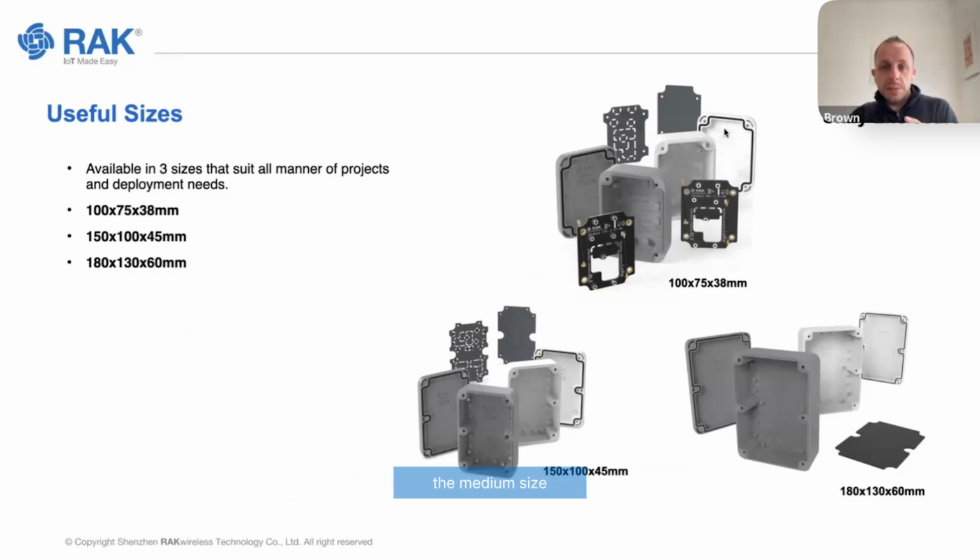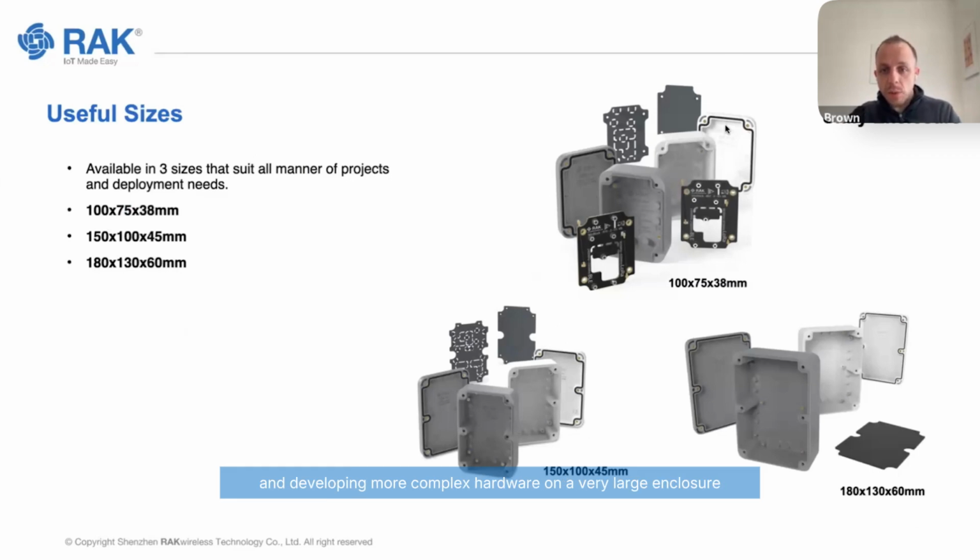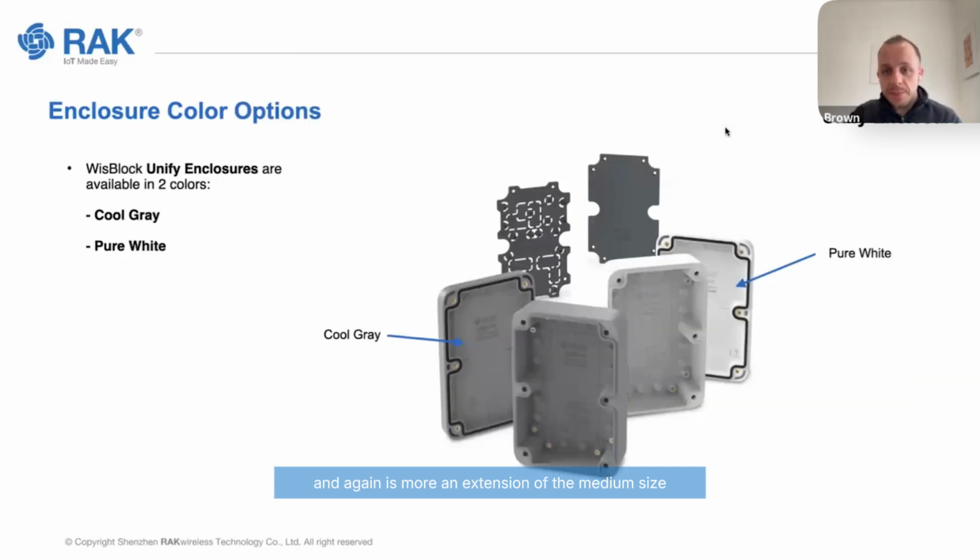The medium size is becoming very popular with people that have many other sophisticated IoT applications and they're developing more complex hardware. And the very large enclosure, again, is more of an extension of the medium size. The enclosures are available in 2 colors. We have what we call the cool gray, and we have a pure white. So you can choose the color based upon your use case.